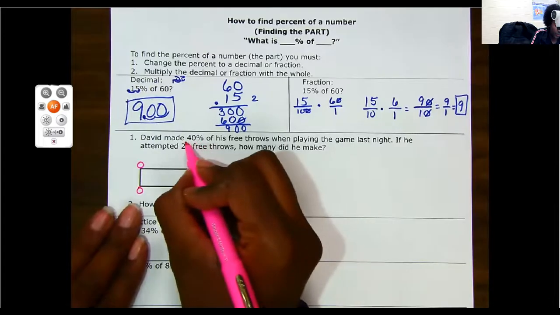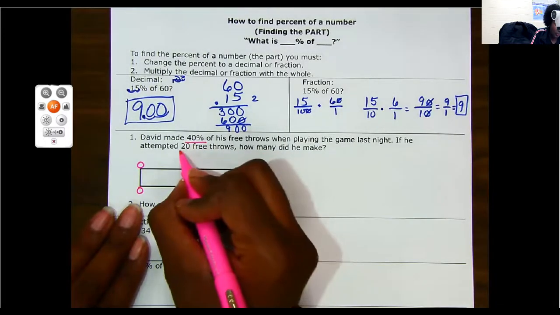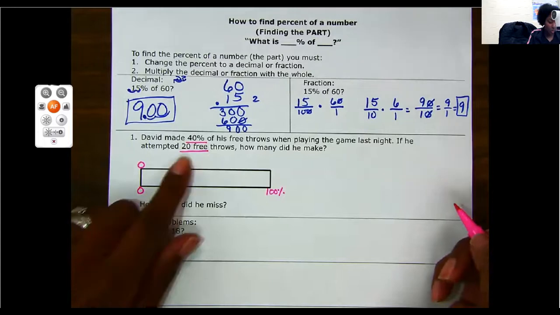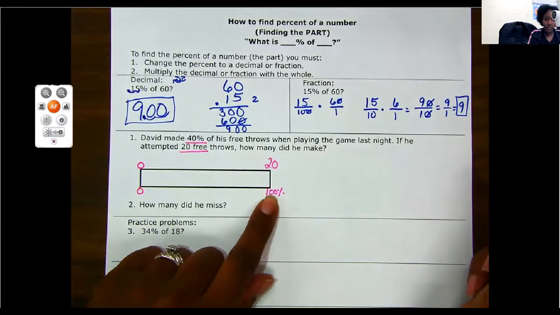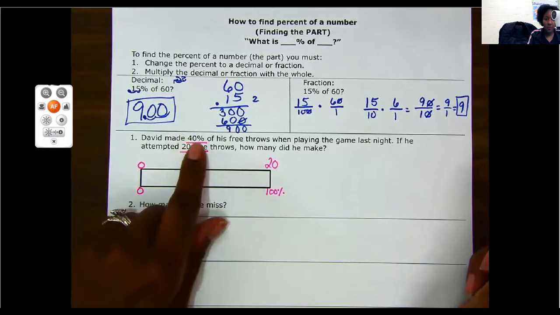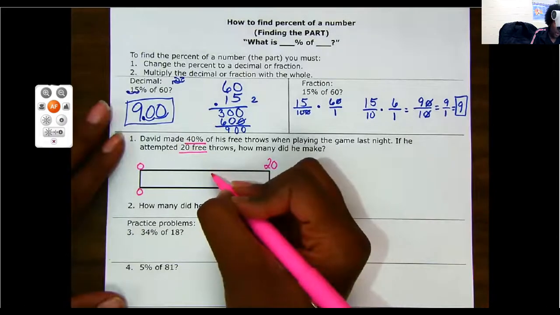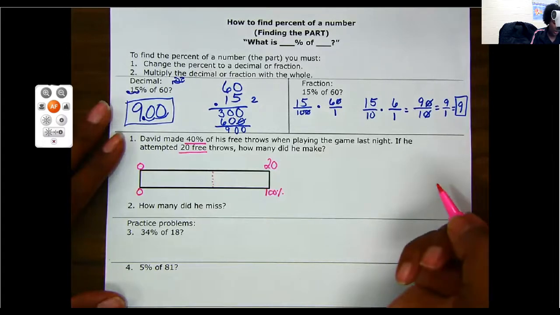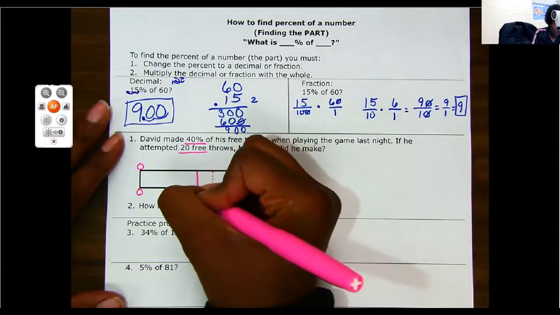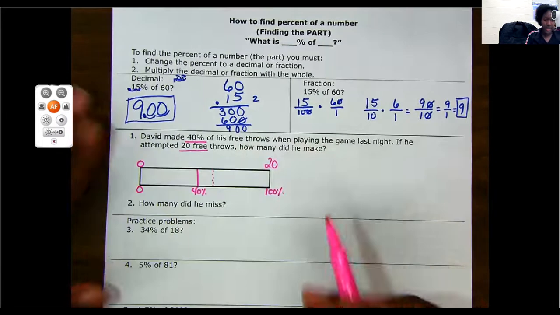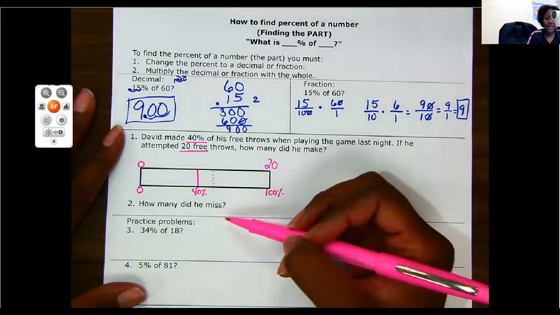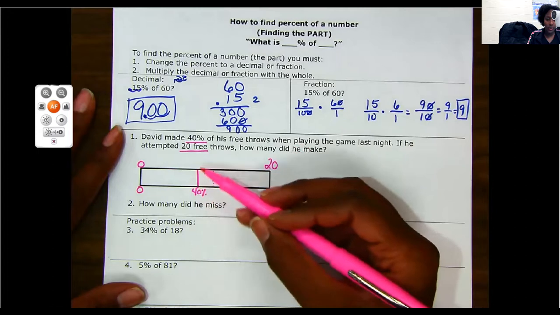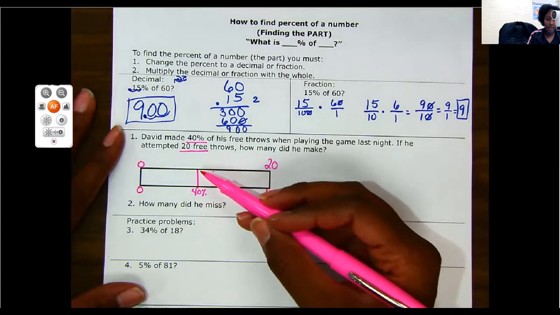Well, they gave us a percent and they gave us a total. My total will always go over the 100%. They told me that I had 40%. I'm going to say 50% is about right here. So 40% will be here. Okay, it's a guesstimate, right? So how do I figure out how many did I miss? What does 40% represent as a number?